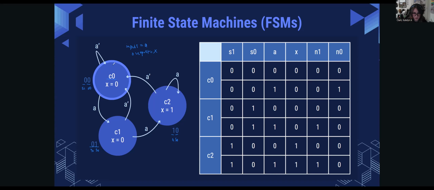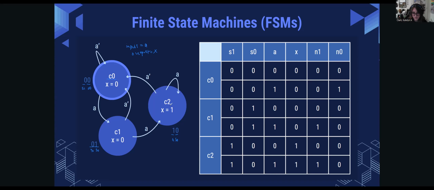That was really important, what I just said. If A is on, the next cycle, it will be moving to here. For my C1 state, output is 0 once again. If A is off, A is 0, on the next cycle, it will be moving back to C0. If A is still on the next cycle, it will be moving to C2.